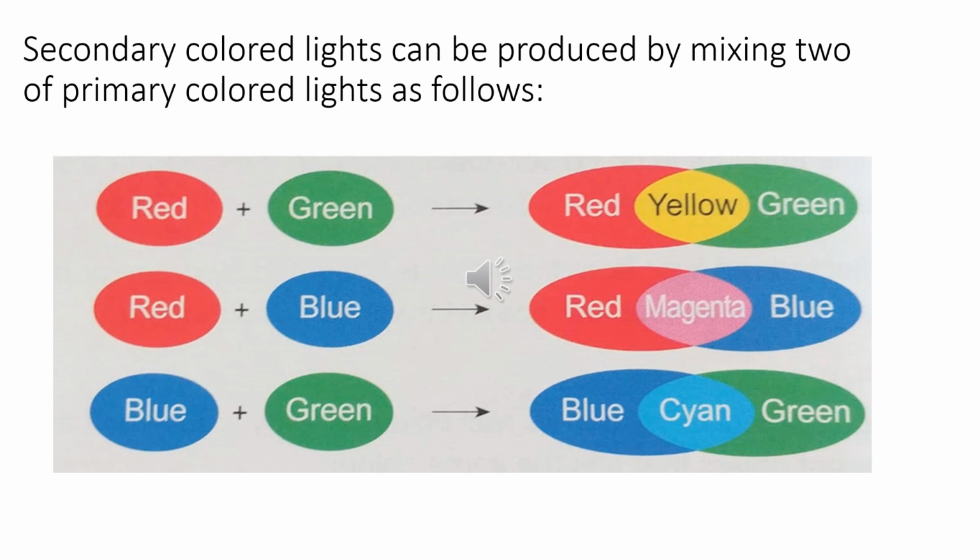Now we will talk about mixing colored lights. The secondary colored lights can be produced by mixing any two of the primary colored lights as follows. By mixing red light with green light, it will produce yellow light. By mixing red light with blue light, it will produce magenta light. And by mixing blue light with green light, it will produce cyan light.